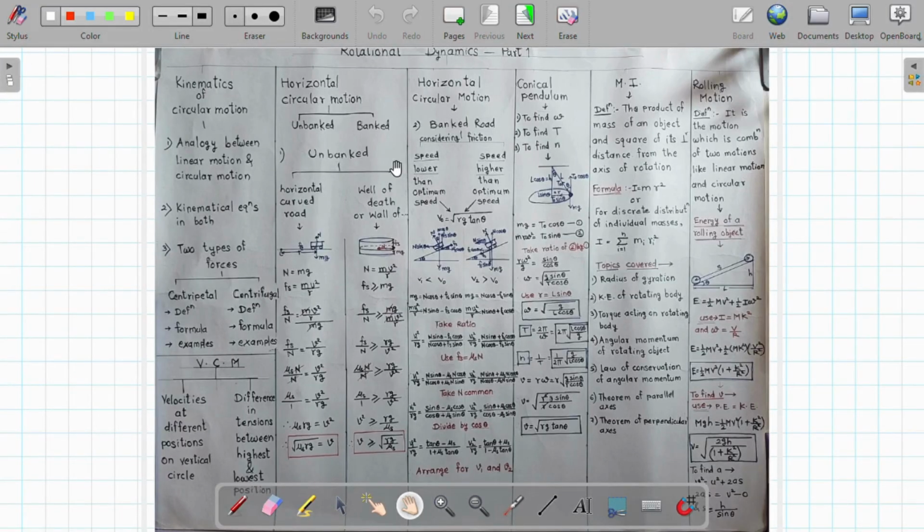Now this is somehow the mind map that I have prepared. So next time we will start with horizontal circular motion, because that is the first subtopic that we must study under the section Rotational Dynamics Revision Part 1. Yes. Thank you.